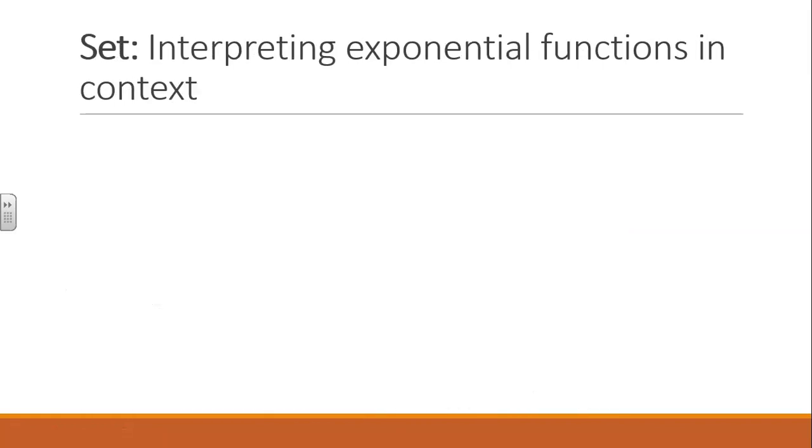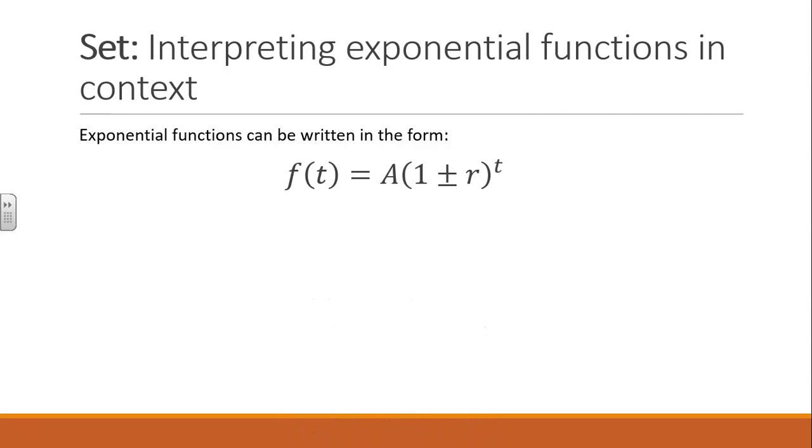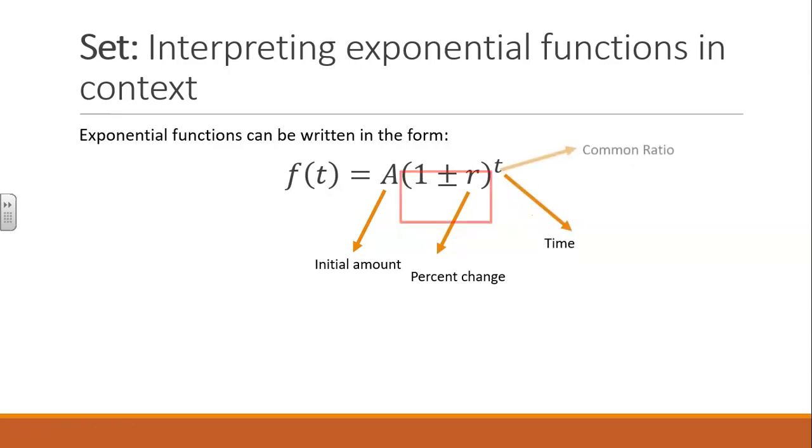In the set, you're interpreting exponential functions in context. Exponential functions can be written in the form f of t equals a times 1 plus or minus r raised to the t power. A is the initial amount when t is 0. R is the percent change. T represents time. 1 plus or minus r is where you'll find the common ratio.